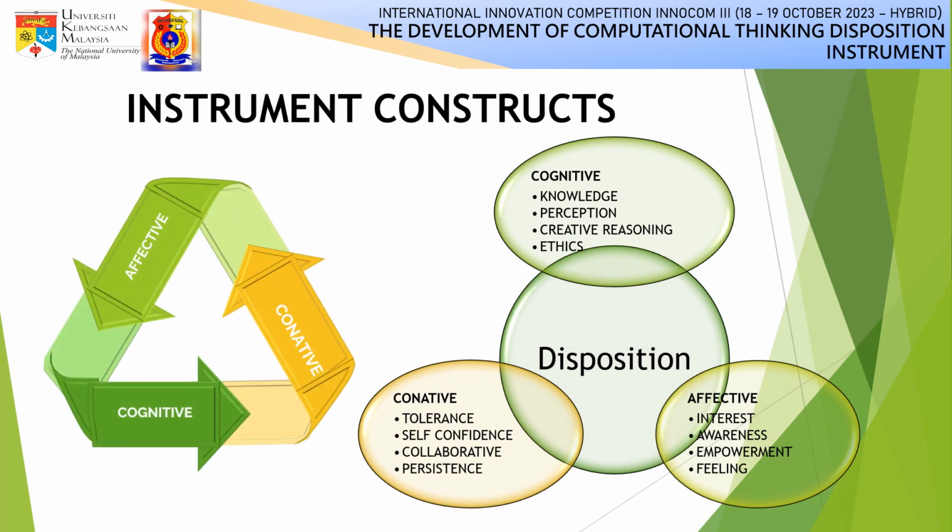These are the proposed constructs for the CT disposition instrument. Cognitive consists of four main subconstructs, which are knowledge, perception, creative reasoning, and ethics. Meanwhile, affective, which is the emotion dimension, consists of four aspects, namely interest, awareness, empowerment, and feeling. Finally, conative, or the tendency, also named as the action dimension, is divided into four aspects, namely tolerance, self-confidence, collaborative, and persistence.